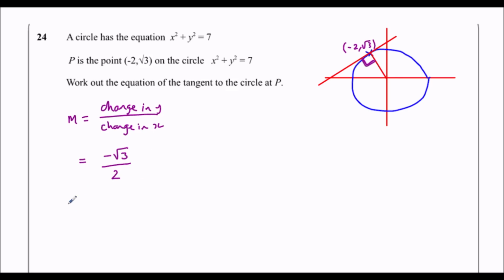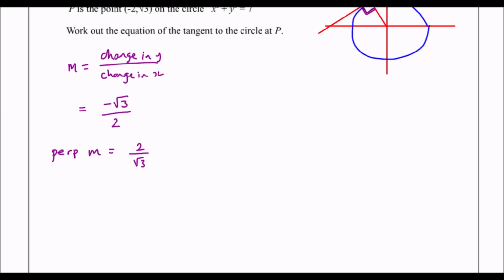So the perpendicular gradient will be flipped over. So 2 over root 3, and negative. So it was already negative, so it becomes positive. So our perpendicular gradient is 2 over root 3.